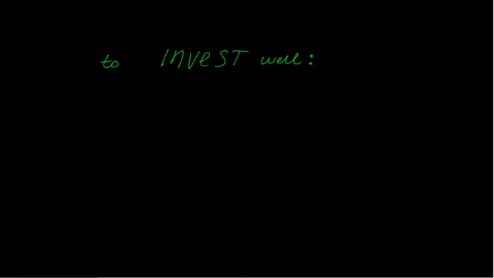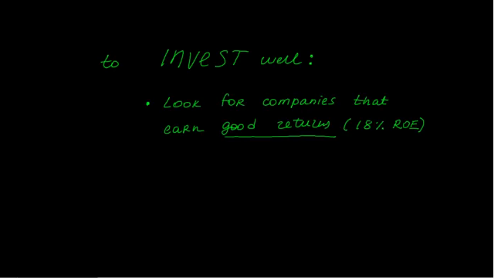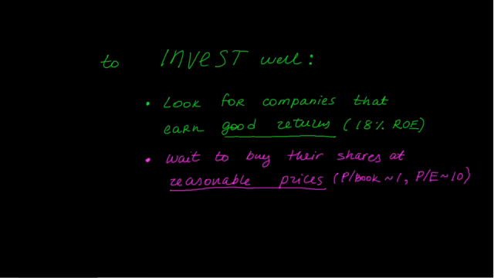So to summarize, if you want to have good results investing, what you're looking for is companies that can earn good returns of 18% or more in returns on equity. And then you want to wait to buy their shares at reasonable prices, such as when price to book value is around 1. And finally, you want to enjoy their earnings for a long time, 5 or more years. If you do this, you will be a great investor.